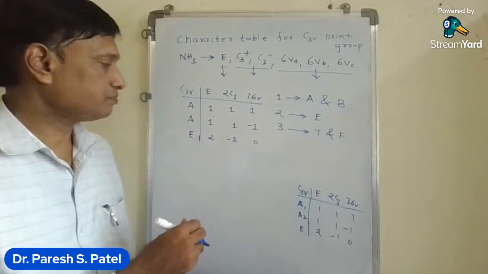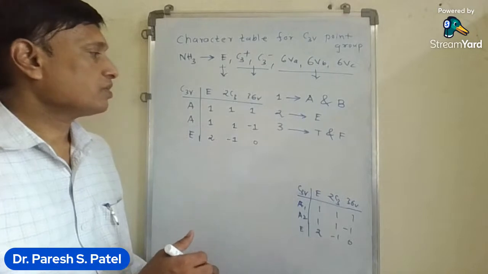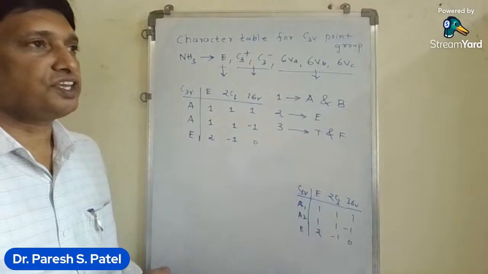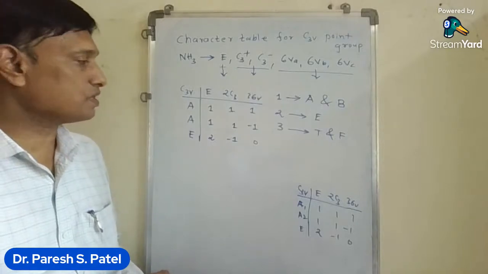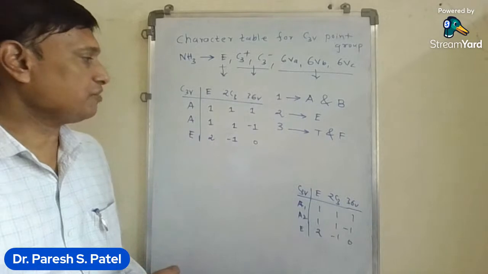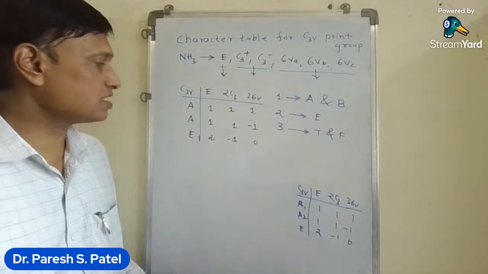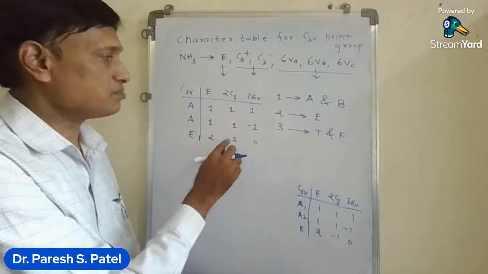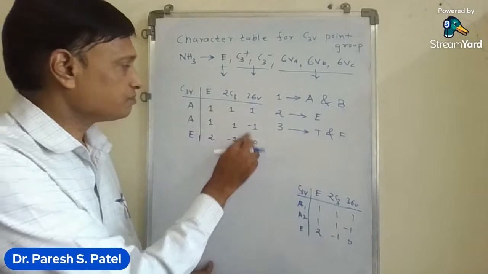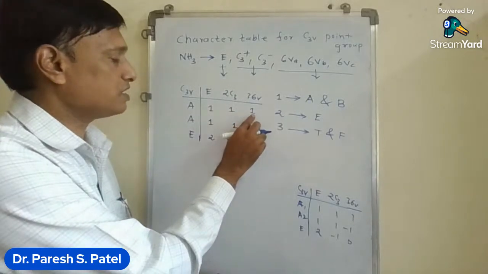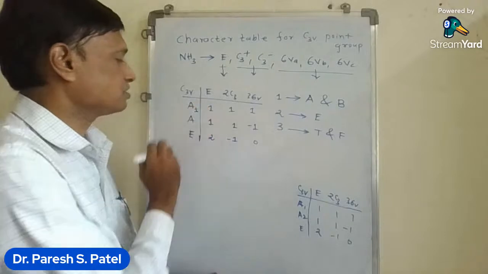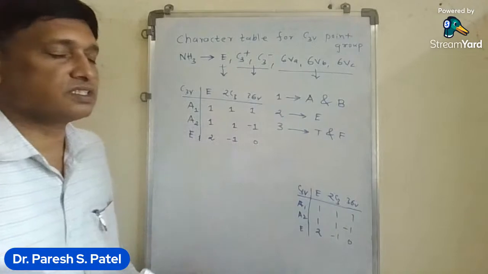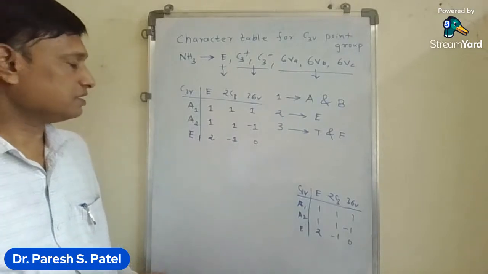Now subscripts 1 and 2. We look for the C2 axis perpendicular to C3. If the character for that C2 is +1, then subscript 1 can be used. If the value for the character is -1, then subscript 2 can be used. Here, no perpendicular C2 axis is present, so we have to go for the next one. Here, the character for the next one is +1, so subscript 1 can be used. Here the value is -1, so subscript 2 can be used. Here, 0 means there is no subscript.